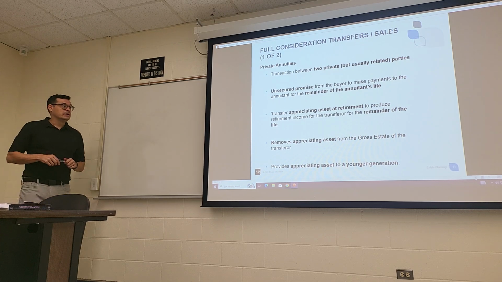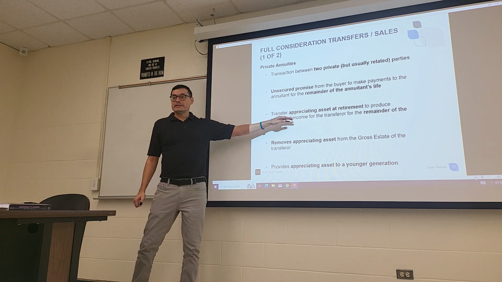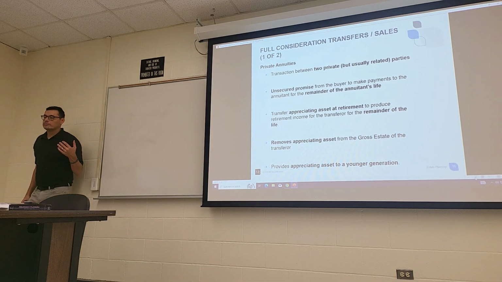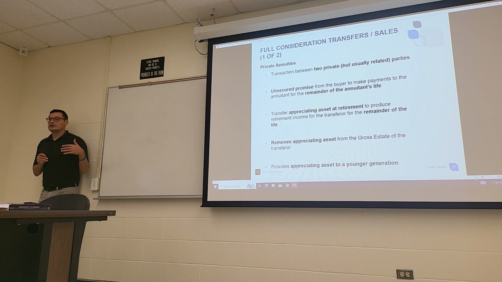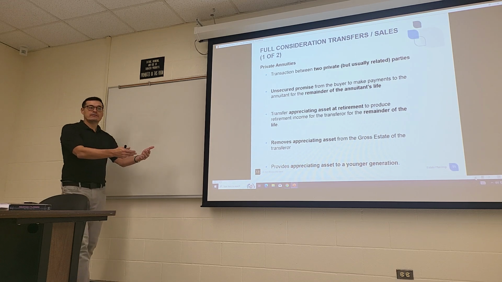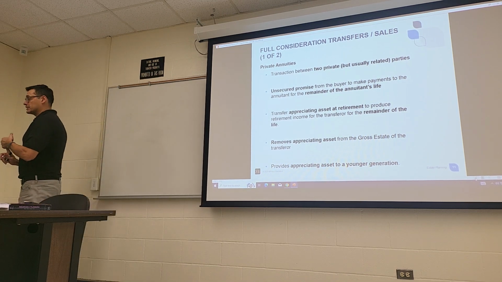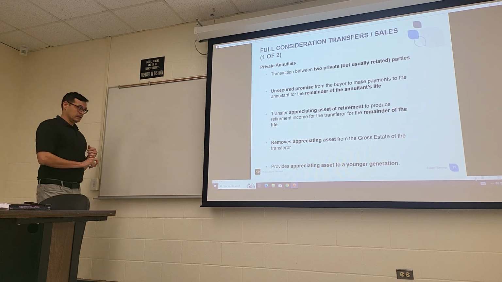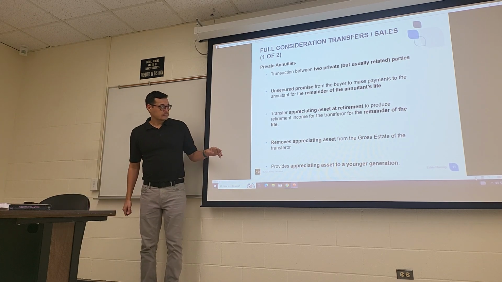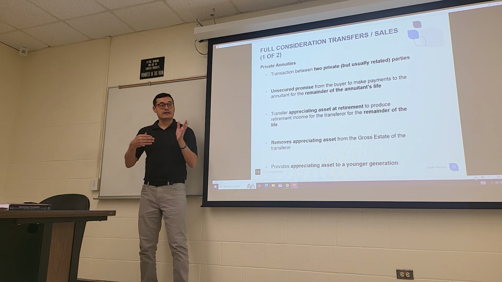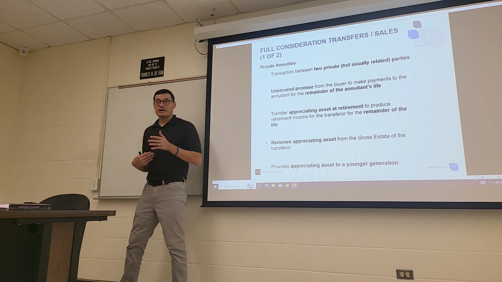So typically what you would do is transfer appreciating assets at retirement to produce retirement income for somebody. So I'm going to take this business or whatever I have that will appreciate, and transfer it. That way the appreciation will now be subject to the younger generation. It'll be removed from my gross estate. I'll have retirement income. And once it's transferred, it freezes that value. So even if it does appreciate, it does not affect your gross estate. It freezes the value for your gross estate calculation.